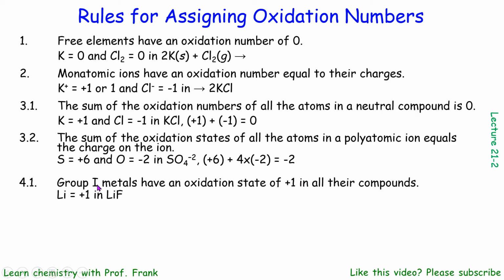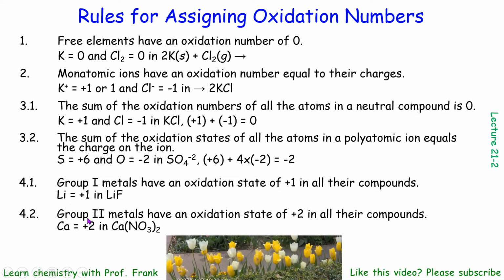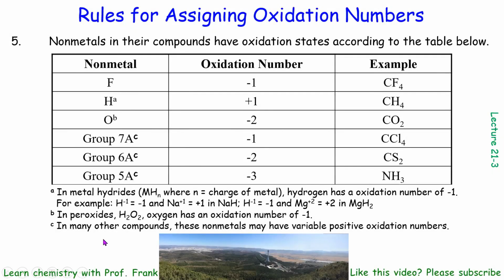So group 1A elements have oxidation number of positive 1, just like their ion charges. And group 2A elements, they have oxidation number of positive 2 in all their compounds, like calcium, positive 2. And then for those nonmetals, we will use the oxidation numbers shown in this table.